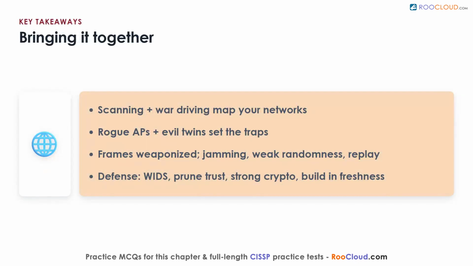So let's bring it together. Attackers first map your networks by scanning and war driving, then set traps with rogue access points and stealthier evil twins that your own devices choose. Management frames get weaponized for denial of service, hijacking, and misdirection. Jamming drowns your signal, weak randomness cracks your crypto, and replayed traffic slips past authentication. The through line is that visibility and freshness are your friends. Run wireless intrusion detection, prune trust, demand strong encryption, and build time into your authentication. That closes out the wireless story.